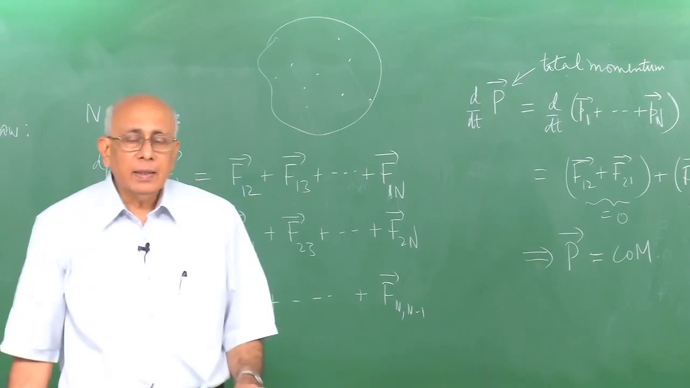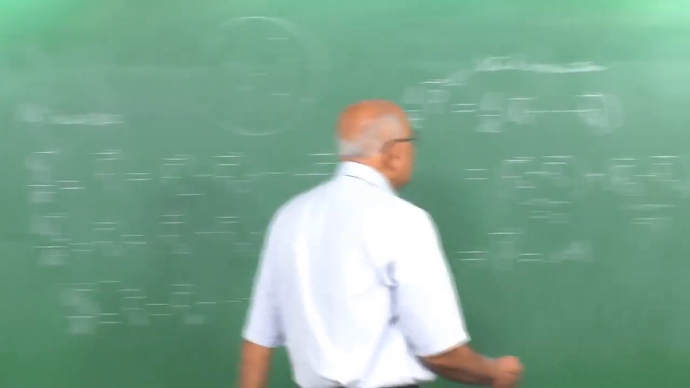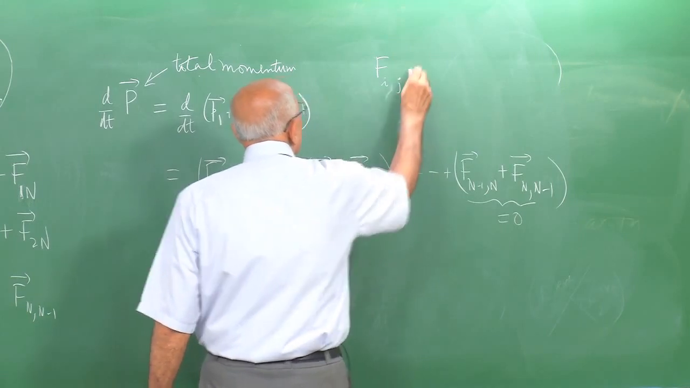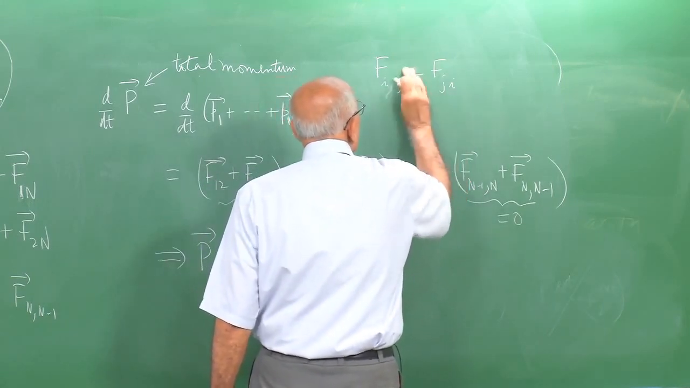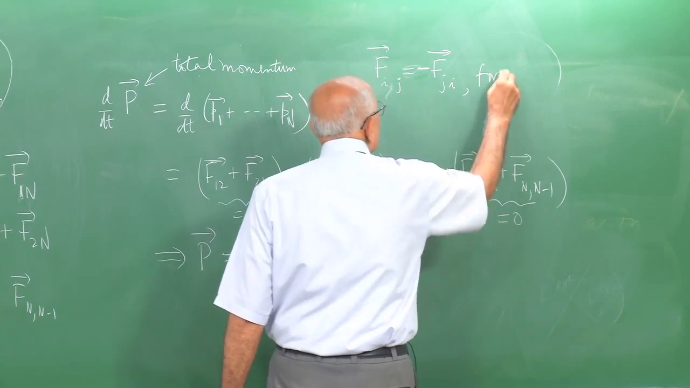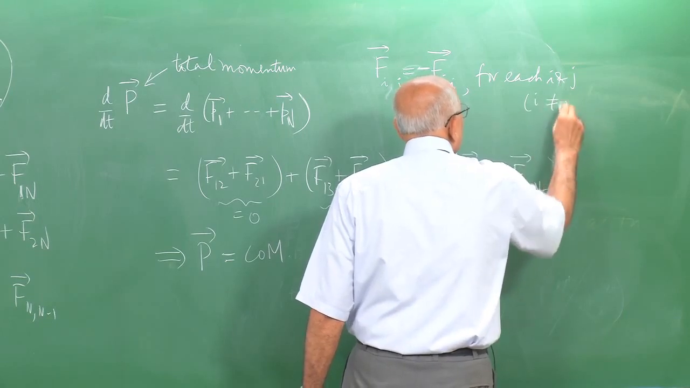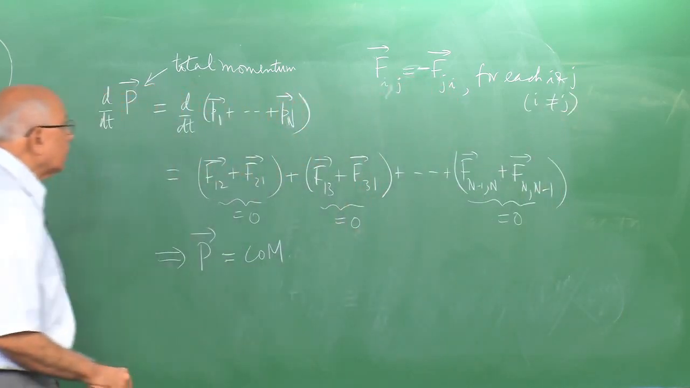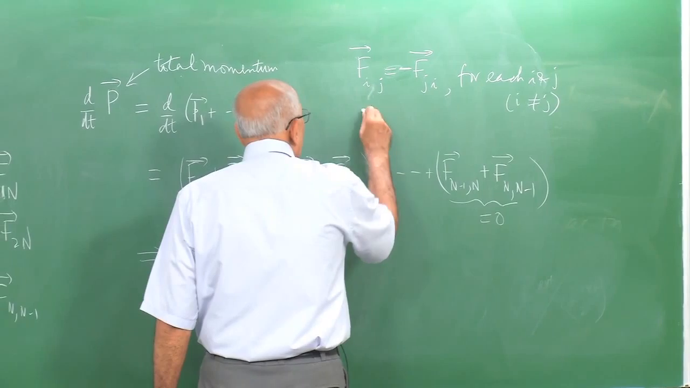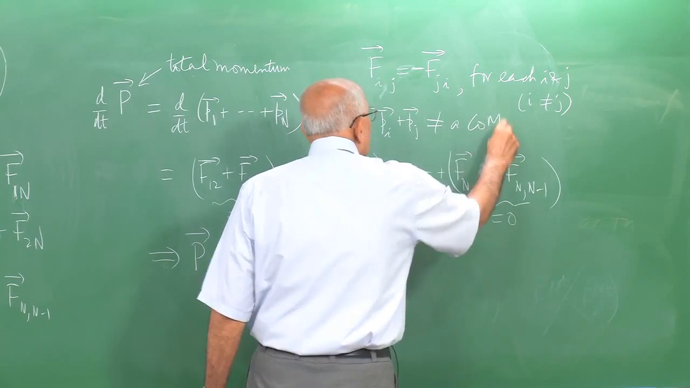It's important for you to understand that in this situation, P1 plus P2 is not a constant of the motion. So what's being said is that for each pair of objects, particles, Fij is equal to Fji with a minus sign vectorially for each i and j, i not equal to j. There is no self interaction involved here. While that is true, it is not true that for a given pair, Pi plus Pj is a constant of the motion in general.